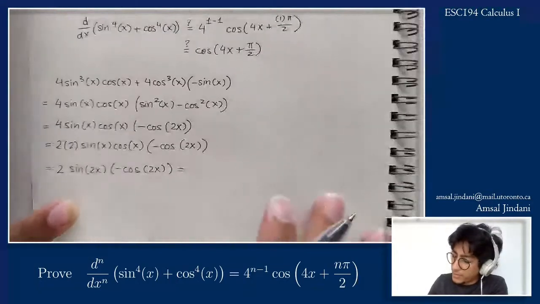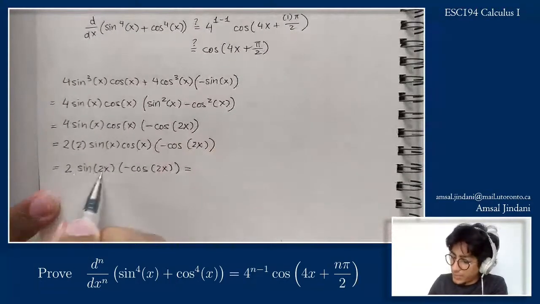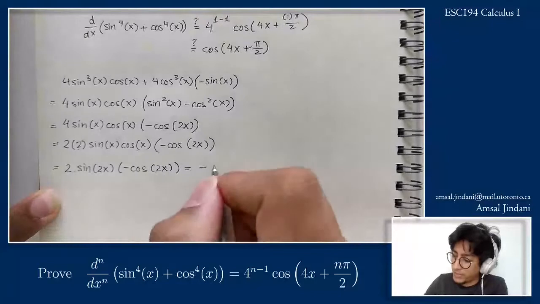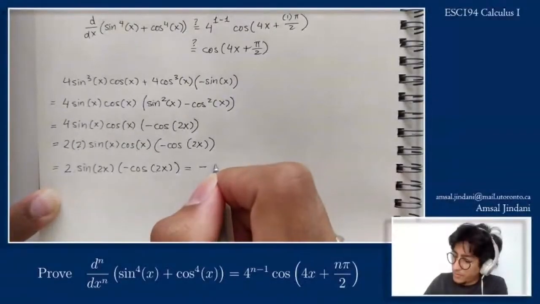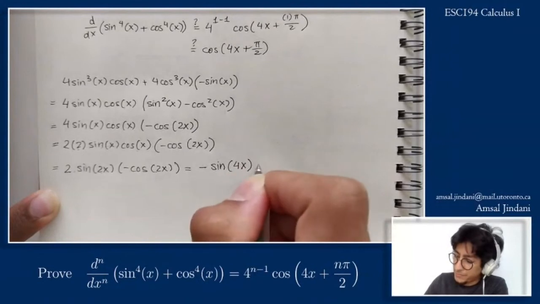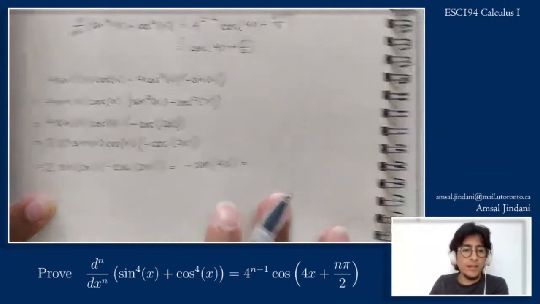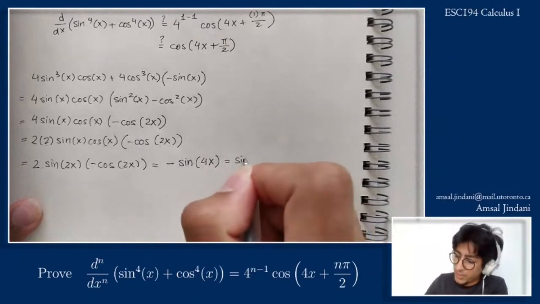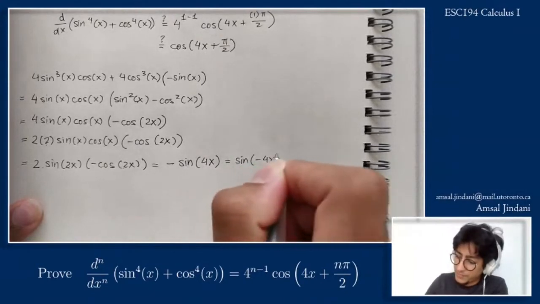And then in this expression, I have 2 sine 2x cosine 2x. So I'll bring the negative sign, and then that's just another double angle identity for sine. So that gives me negative 4 sine 4x. And now since sine is an odd function, negative sine 4x is just equal to sine of negative 4x.